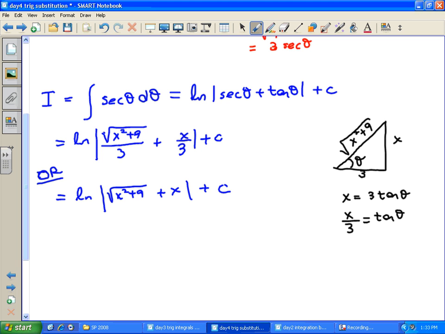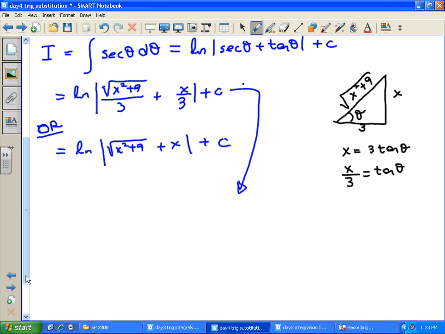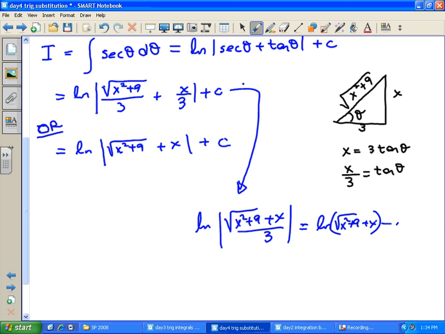And here's the reason. This one right here could be rewritten as follows. This one could be written as ln of the square root of x squared plus 9 plus x all over 3. What have I done there? Combine them as a single fraction, right? Now, what do you know about ln a over b? How can you write it as a difference of two logarithms? This is ln of the top, minus ln of the bottom, which is ln of 3.